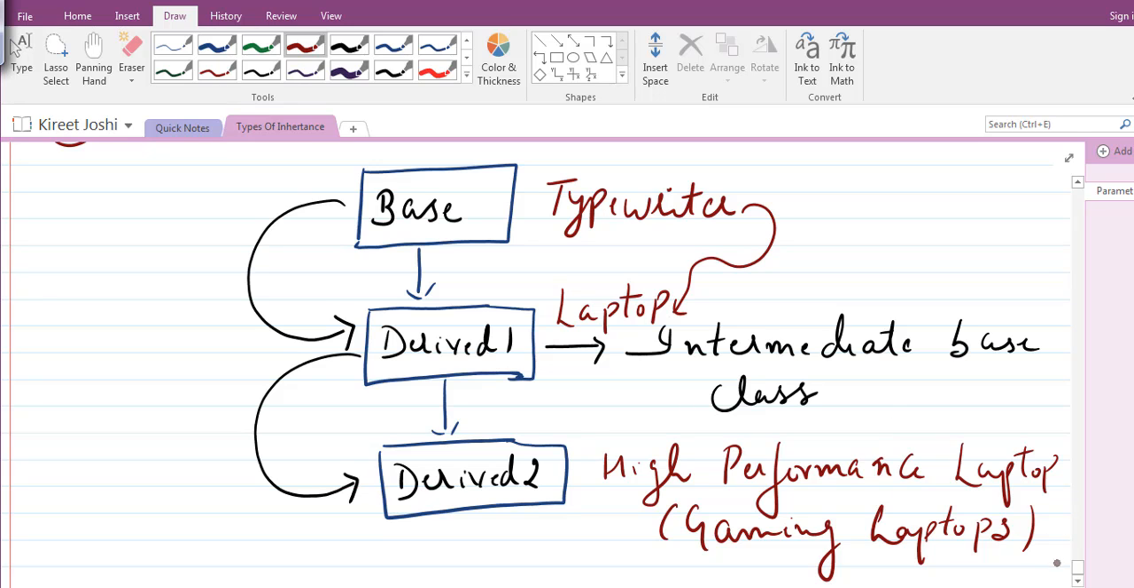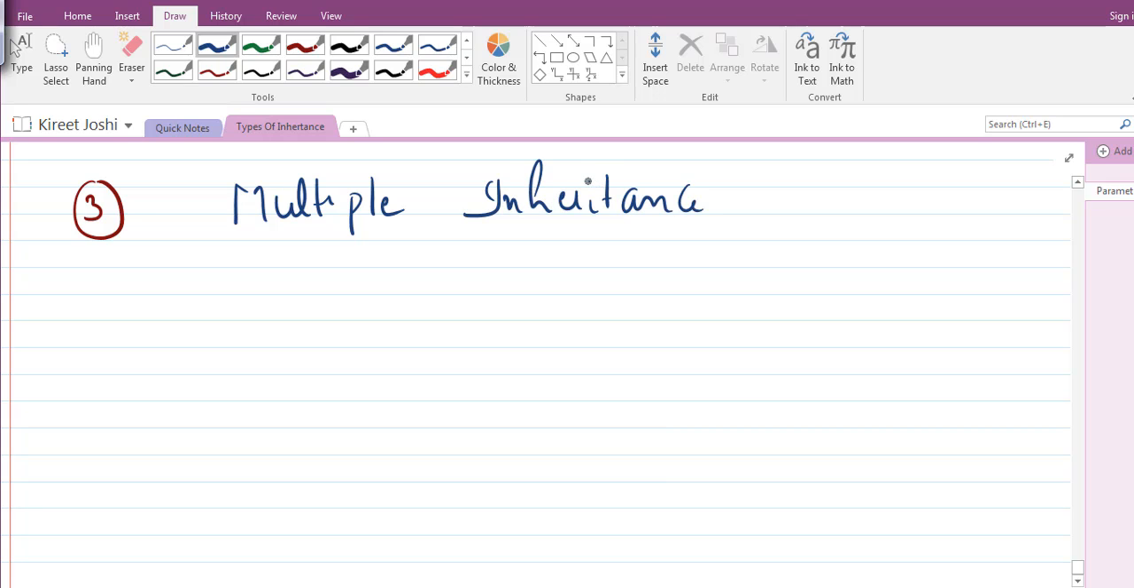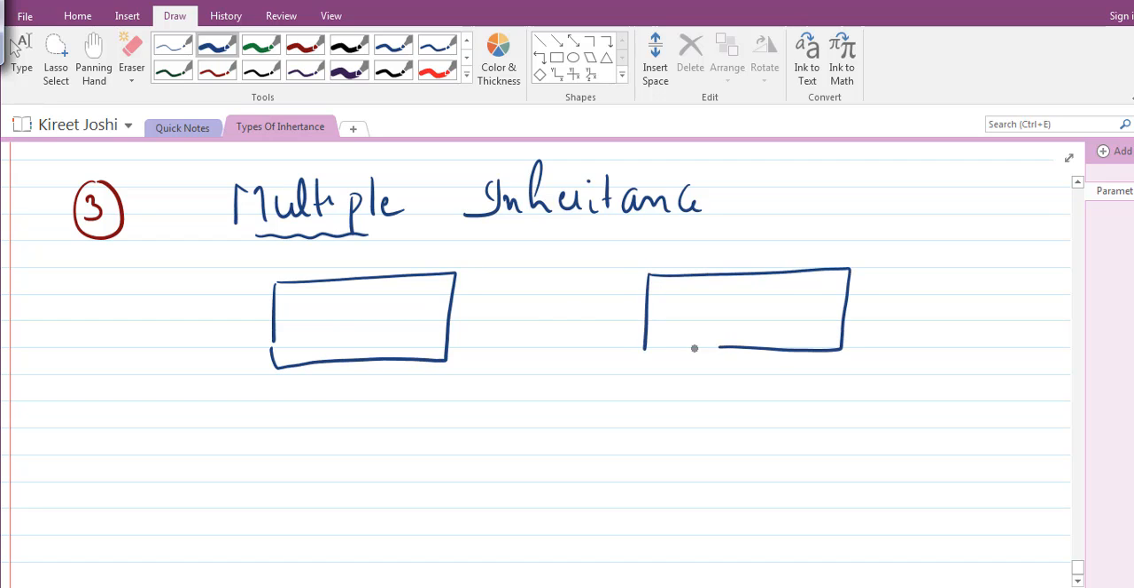Okay, the third type of inheritance is very important, that is multiple inheritance. As the name suggests, multiple means more than one. So it means that when there are more than one parent class involved, from these two parent classes, or you can say more than two parent classes, we can get a child class.